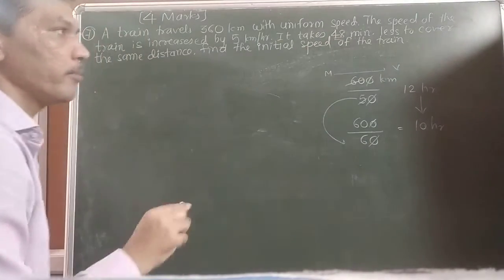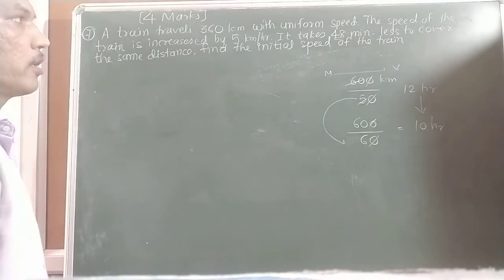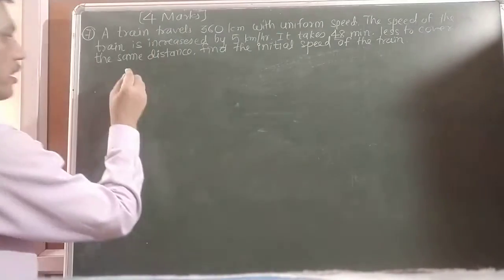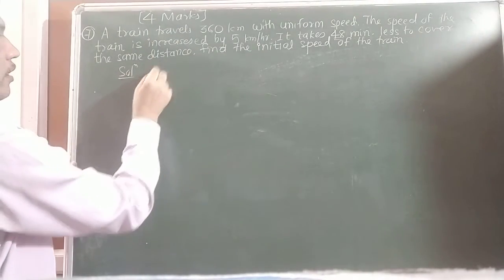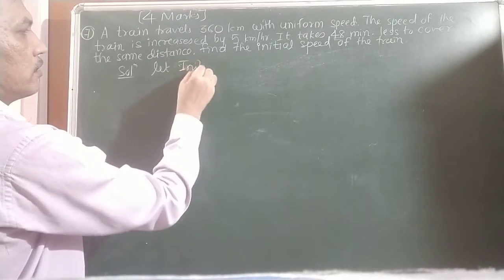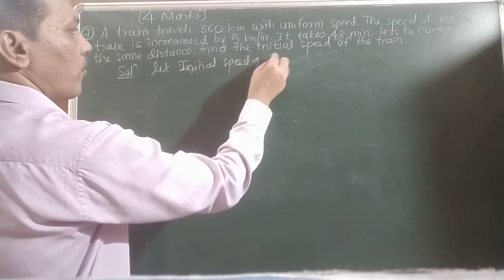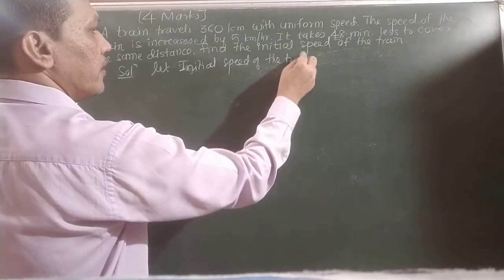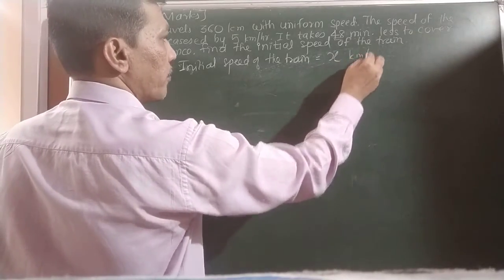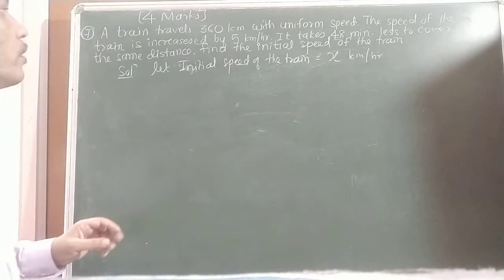We were given 48 minutes less if the speed of the train is increased by 5 km per hour. Okay. So this type of sum is there. So starting, let the initial speed of the train be X kilometer per hour. Initial speed of the train is what? X kilometer per hour. Okay.